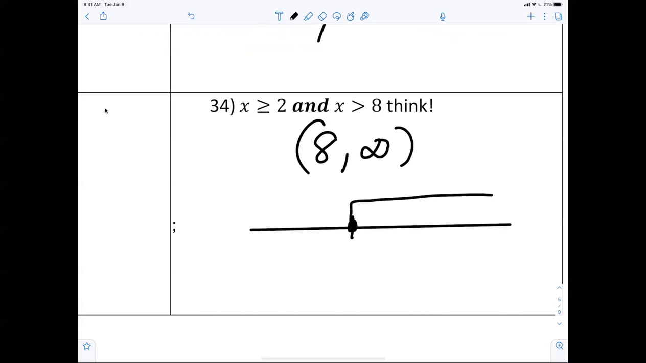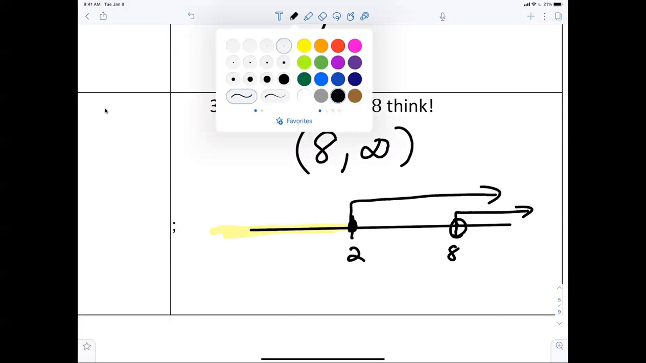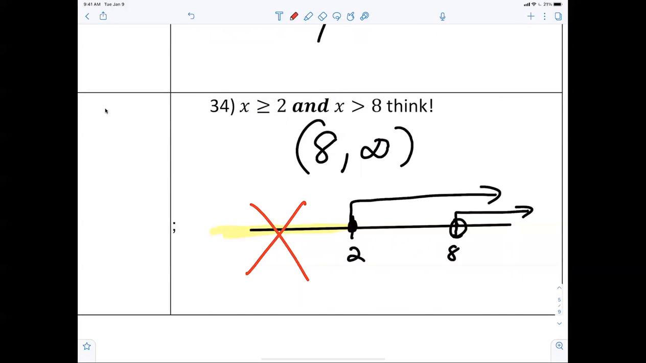2. Here we go. 8 is over here. Are any of these numbers over here greater than 2? So do they count? No, they do not count. Now I'm checking between 2 and 8. Are the numbers between 2 and 8 greater than 2? Yes. So it looks like that's true. But are those numbers greater than 8? No. So is that an answer? Not an answer.